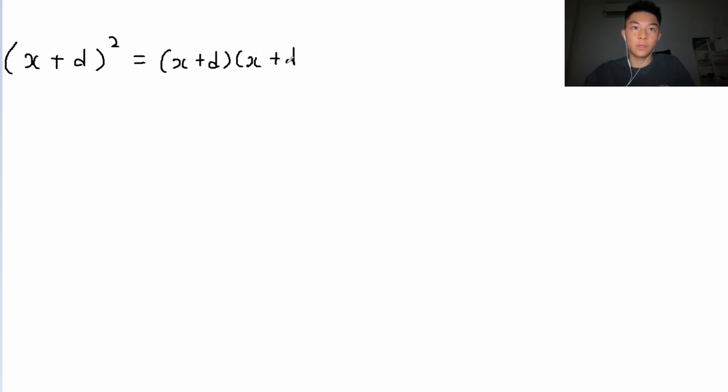So in this video, I want to go through how to complete the square. Before we even start, I'm going to explain why it works. Let's start by looking at (x + d)². Let's say I want to expand this. So you get (x + d) times (x + d), right? And so you get x² + 2dx + d².